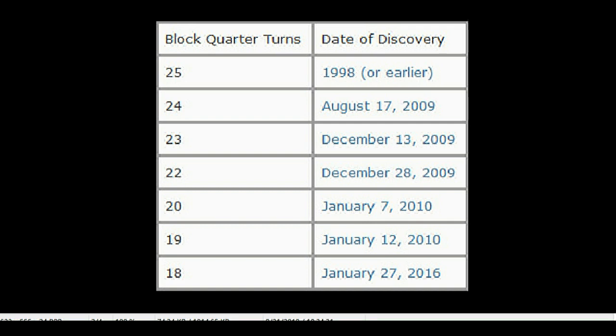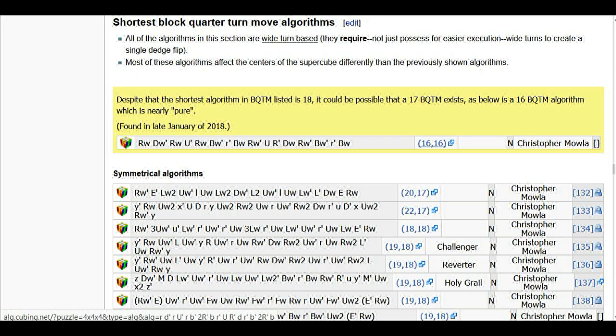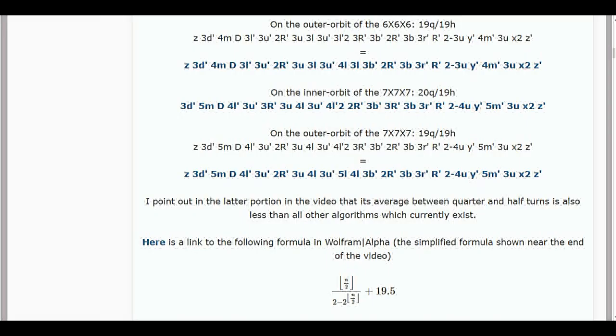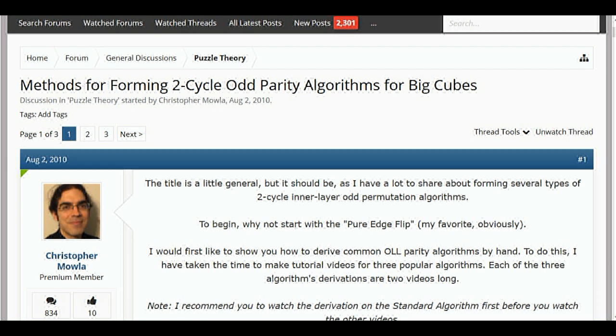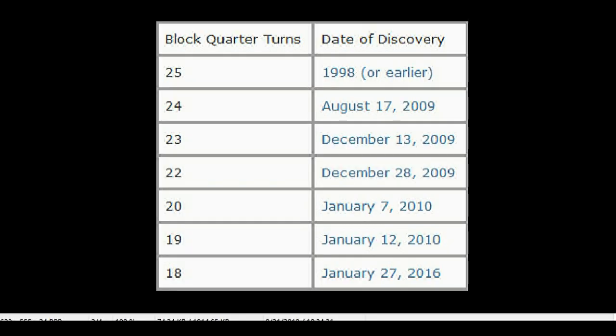Now remember when I announced on the forums that I found a 24 quarter turn algorithm, some members were convinced that I didn't know how to count my moves, and that was kind of funny. And I guess I didn't blame them because I didn't show any of my algorithms until later. But briefly, if we go here, the first wide turn based algorithm that I showed was the Holy Grail algorithm, and that was in this thread, the methods for forming two-cycle odd parity algorithms for big cubes. And I showed that on this date, August 2nd, 2010.